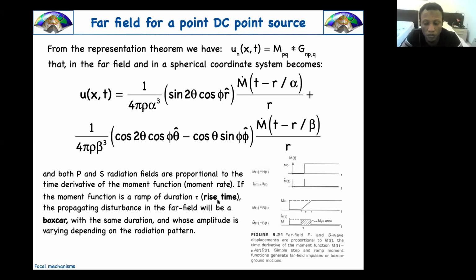But on this slide here, there is a sort of recap of what we discussed until now, using far source and far field condition.